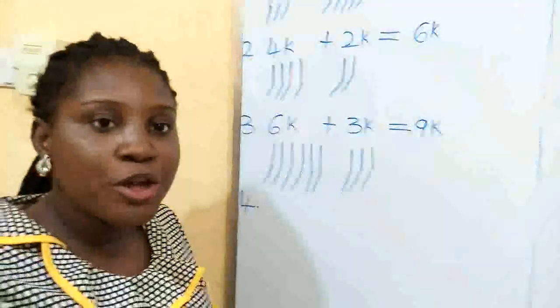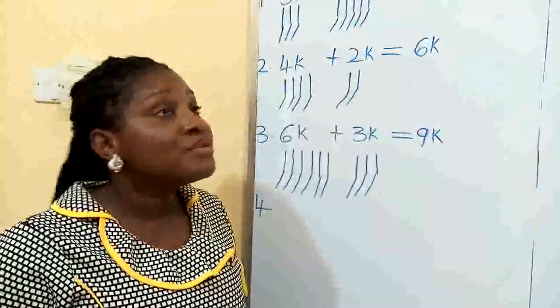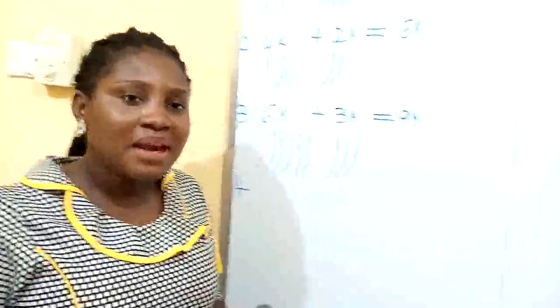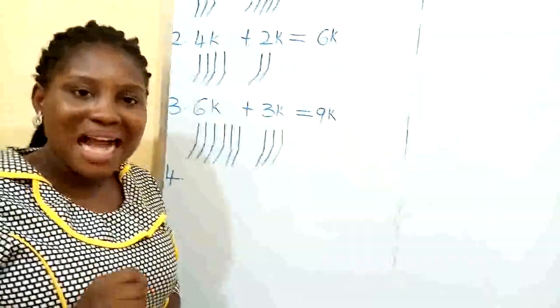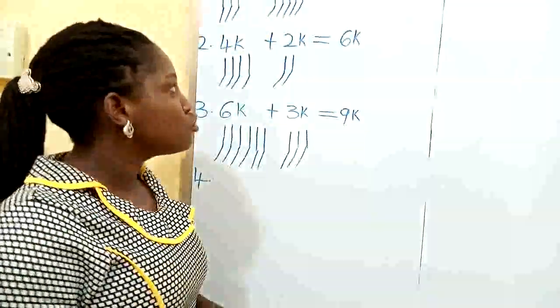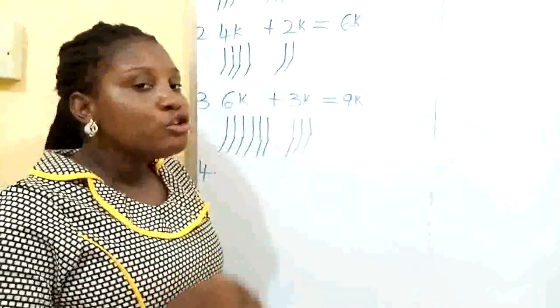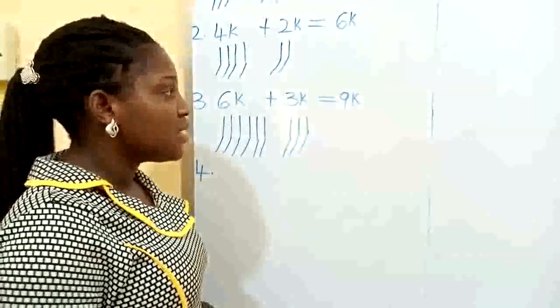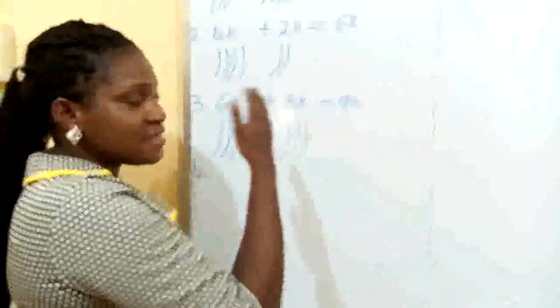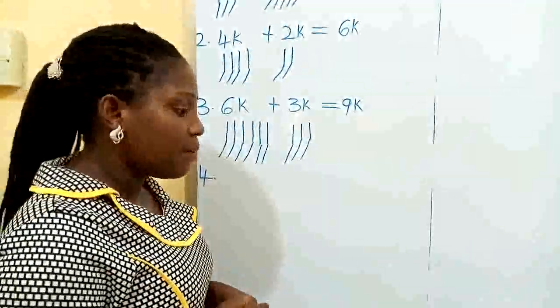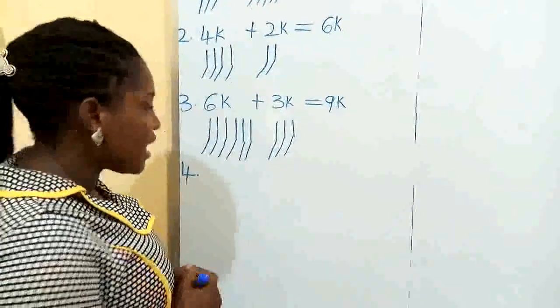I hope we are following. This is simple addition and you are already familiar with counting of numbers and adding them together. So the only difference is the kobo sign we have here. So you use the same method of counting and then you arrive at the same answer. Okay, let's try something else.